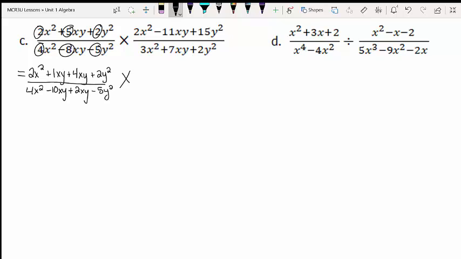Times, let's factor the numerator of the second term here. So we need two numbers that multiply together to get 30 and add together to get negative 11. So it's negative 5 and negative 6. And then in our denominator, we need two numbers that multiply together to get 6 and add together to get 7. So it'll be 1 and 6. So you can see why you have to be really good at factoring.